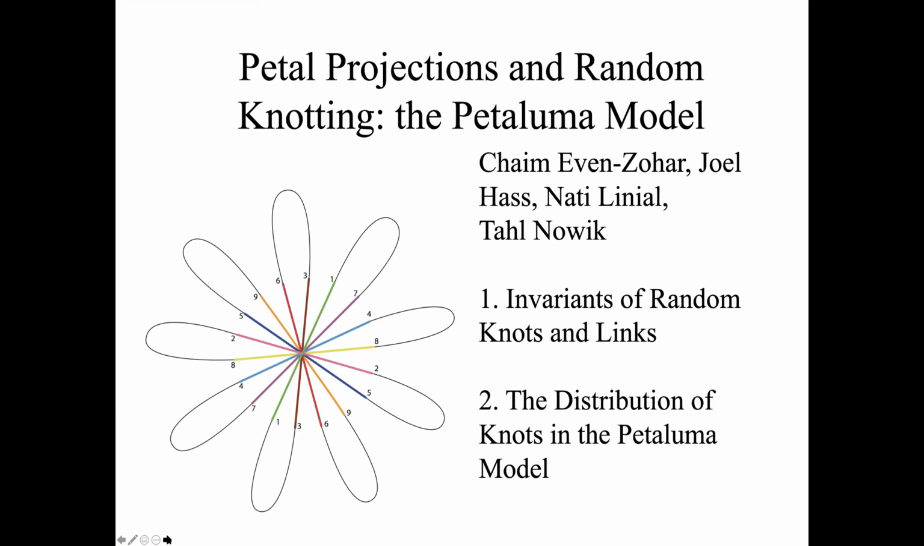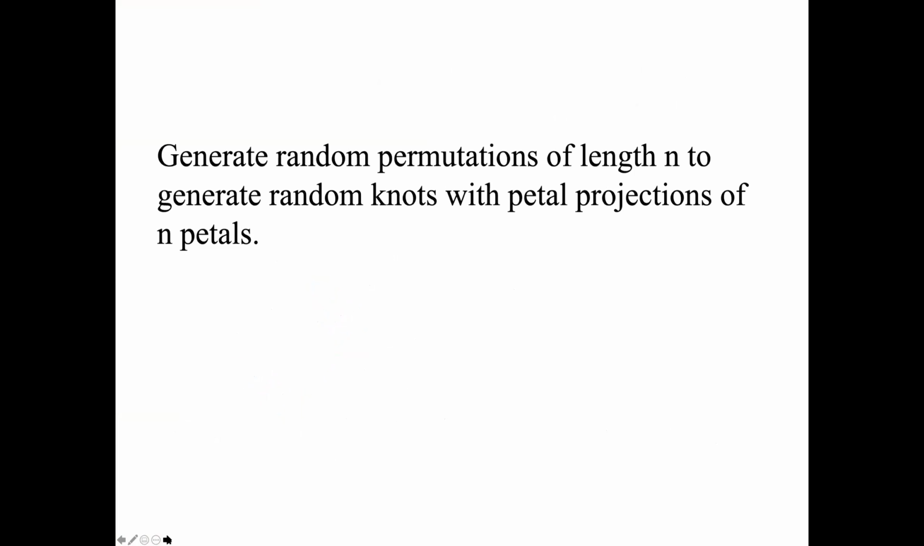As I said, when you're representing a knot using its petal diagram, you're just representing a knot by a permutation on what turns out to be an odd number of integers, okay? So we just take the integers from 1 to n, an odd number of integers, and we take a permutation on it. And each permutation represents a knot. And so therefore, if you want to generate random knots, you just generate random permutations, and that will generate random knots. And so that's what they do, generate random knots with petal permutations of n petals. And then what they study is they study the invariants of those knots. They try to figure out how knots will behave relative to this particular measure of randomness.